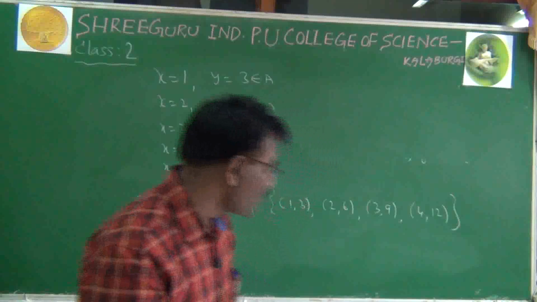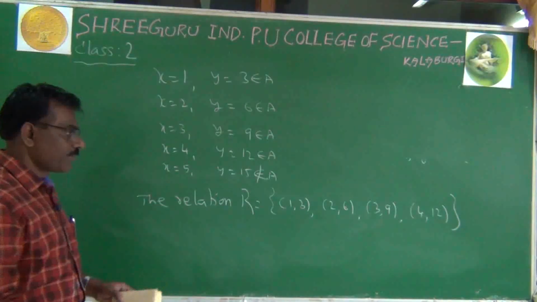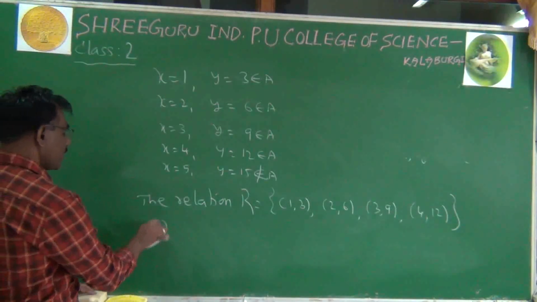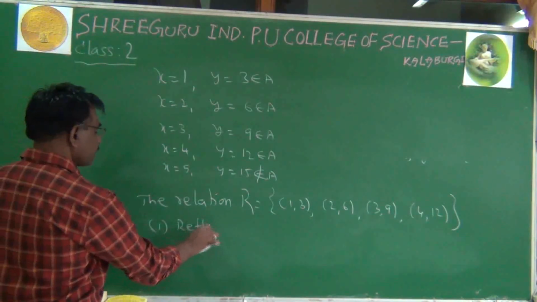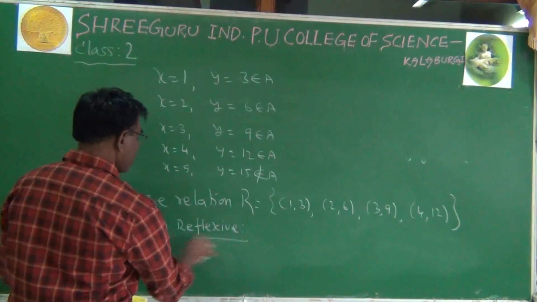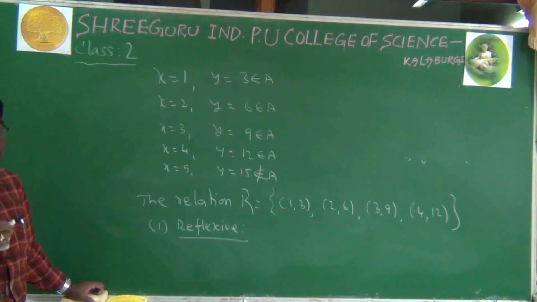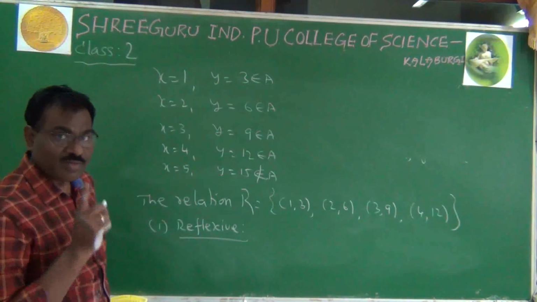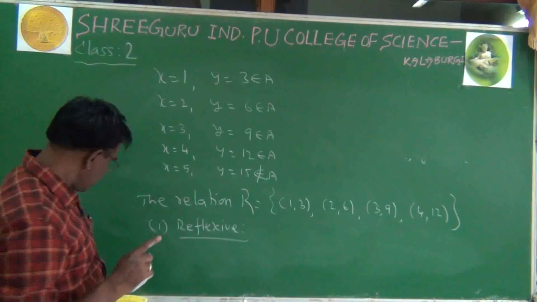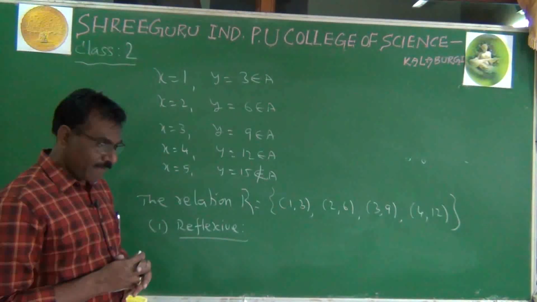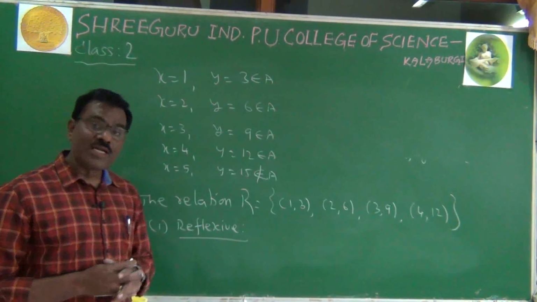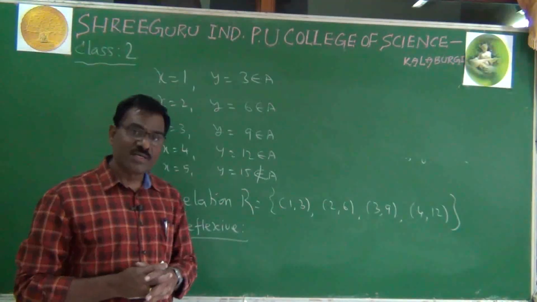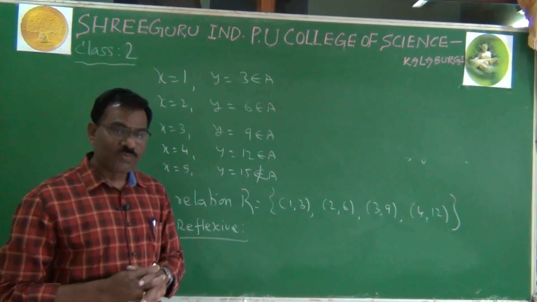What is the question asking? Whether it is reflexive or not. The first one, reflexive. Be careful, I repeated the definition many times. Reflexive means (a, a) belongs to R. But how many elements are there in the set? Up to 14.